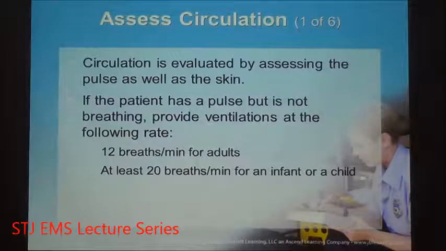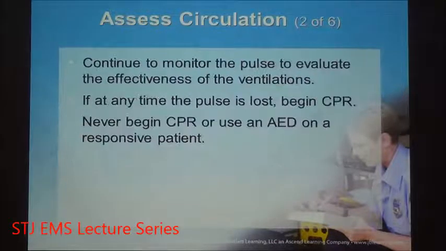So remember, if a patient has a pulse but they're not breathing, we need to ventilate them. The ventilatory rate for adults is 12 breaths a minute, and at least 20 breaths a minute for an infant or a child. If you're ventilating a patient and you lose pulses, obviously we're going to begin CPR.